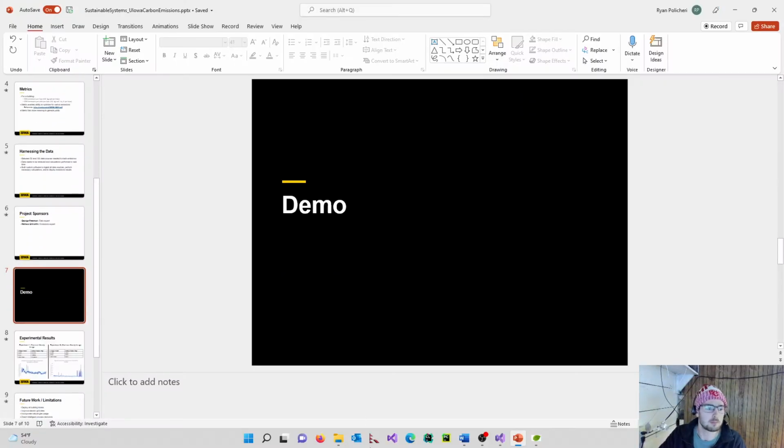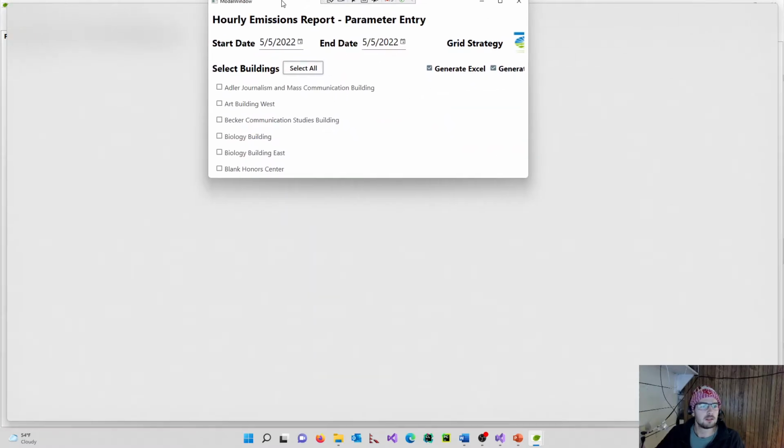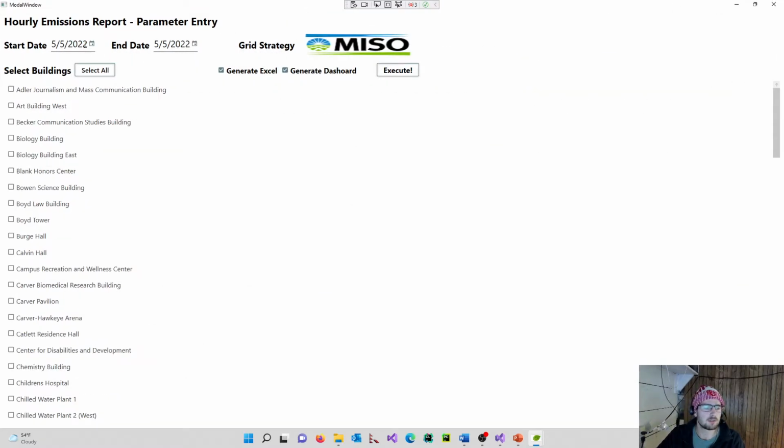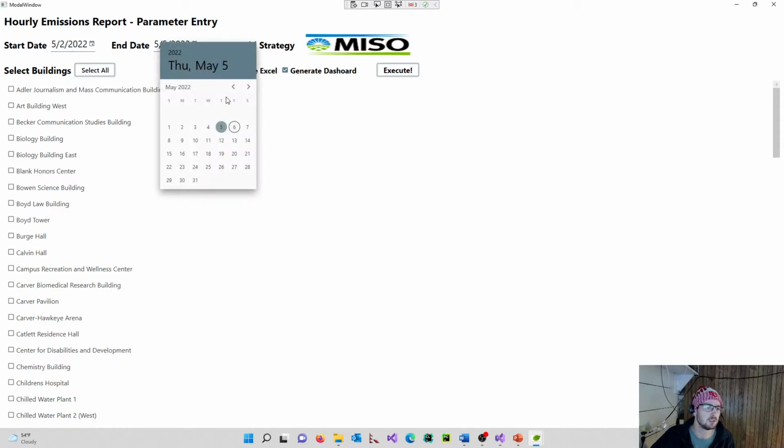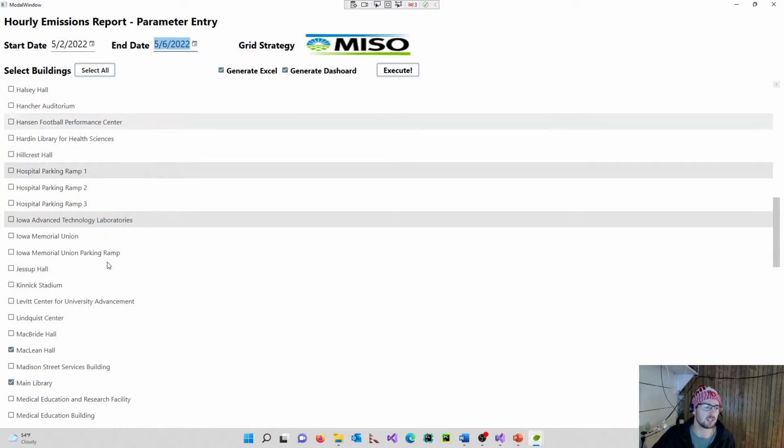Okay, now I'm going to demo the software. Here is the software, and there are a lot of buttons here, but the button we care about is the building emissions report. With the building emissions report, the first thing to note is start date and end date. You can pick any start date and end date within reason, but I'm just going to pick this week, 5/2 to today, and we will get hourly emissions for the buildings we select.